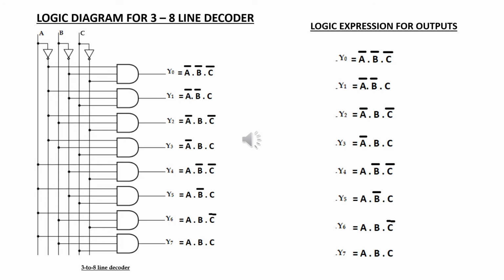Y4 is equal to A into B bar into C bar. Y5 is equal to A into B bar into C, and Y6 is equivalent to A into B into C bar, and Y7 is equivalent to A into B into C.